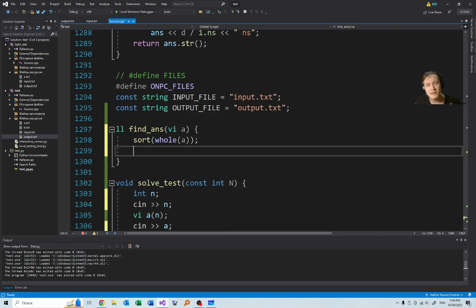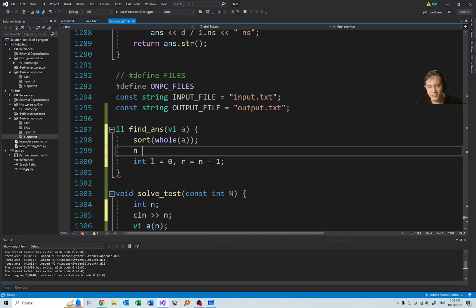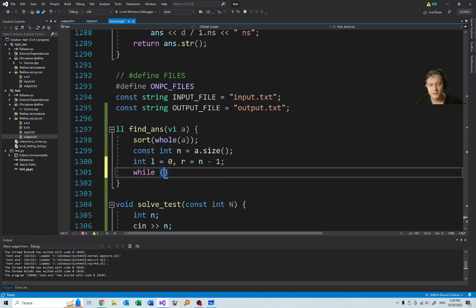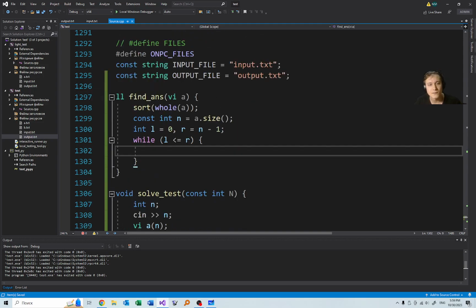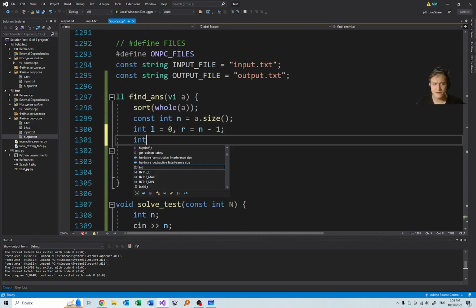When we have sorted it, we need to go like through 2 pointers, but in different directions. So usually when you have 2 pointers, both pointers go from left to right. In our case, we will have the left pointer going right and the right pointer going left. So L equals 0, R equals n minus 1, where n is a dot size. So while L is at most R, we do something. So what do we do? And we also have some counter X, which is initially 0, I guess.